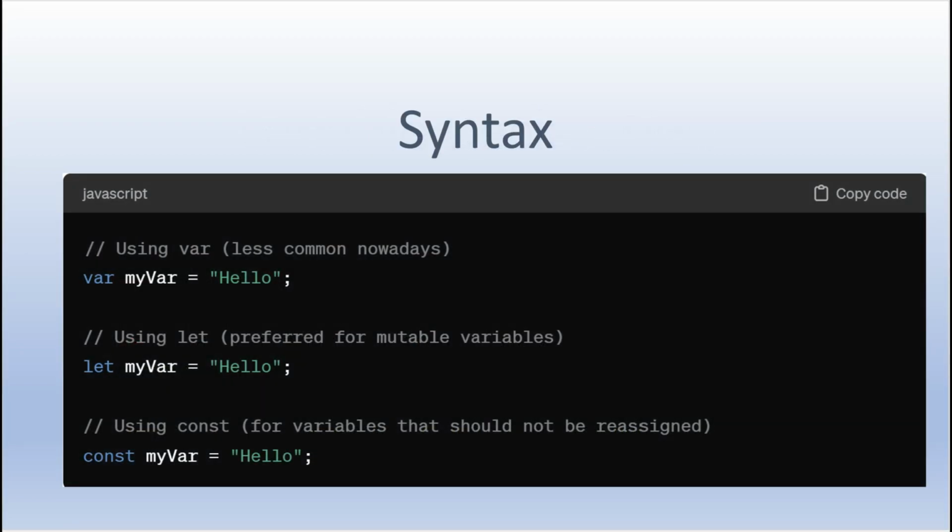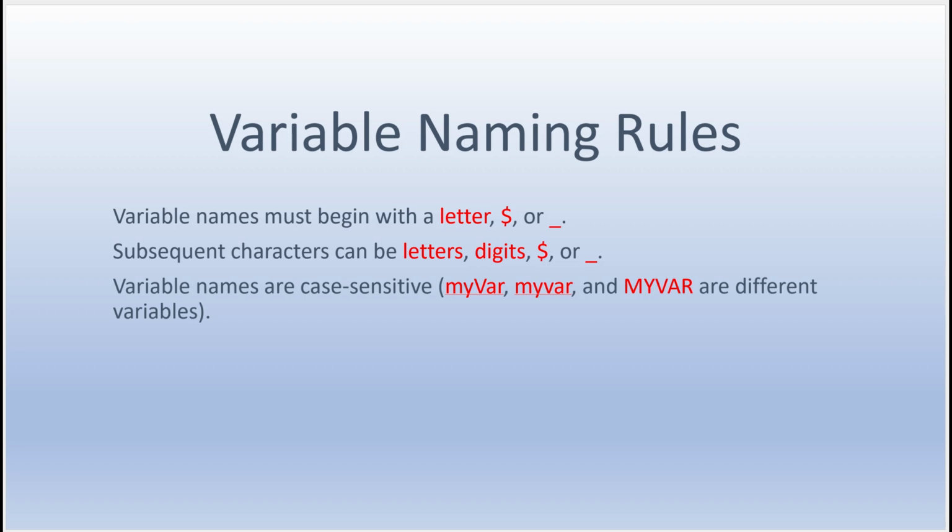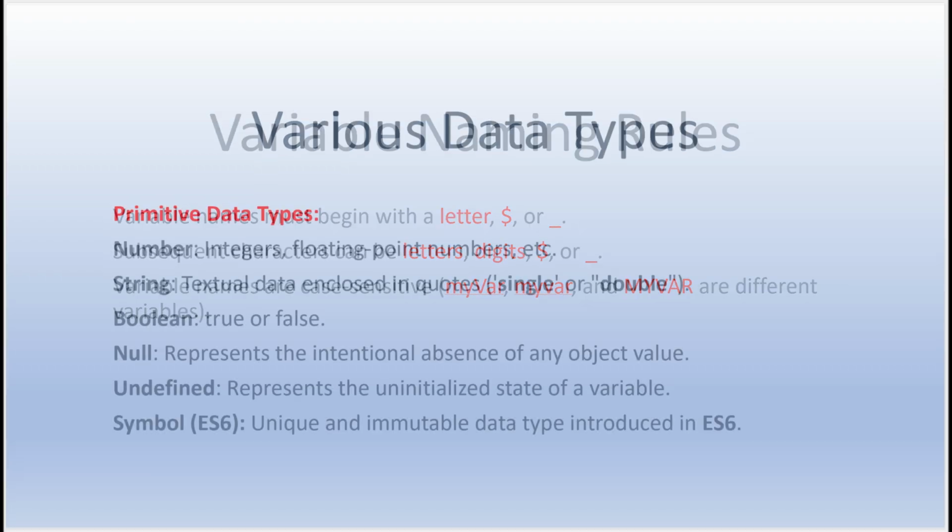When it comes to syntax, it's as simple as let myVar = hello for mutable variables or const myVar = hello for constants. There are a few rules to keep in mind when naming your variable. They must start with a letter, $, or underscore, and subsequent characters can be letters, digits, $, or underscores. Remember, JavaScript is case-sensitive, so myVar, MyVar, and myvar are all considered different variables.